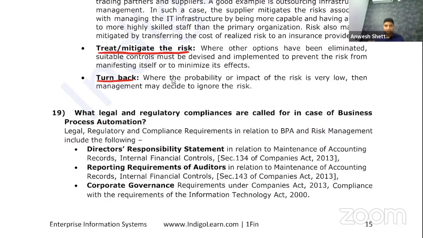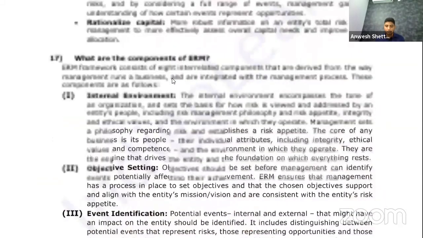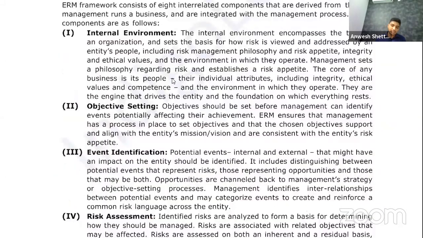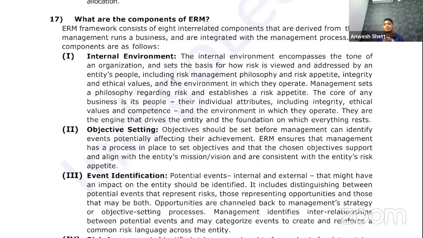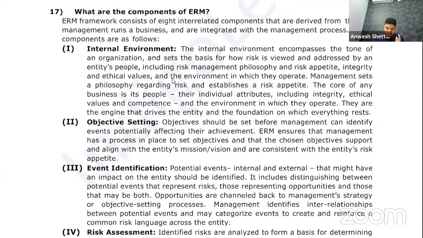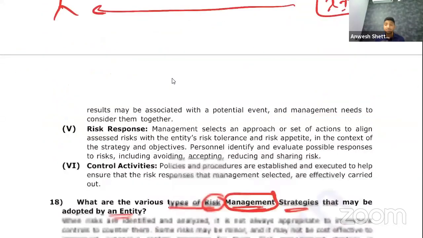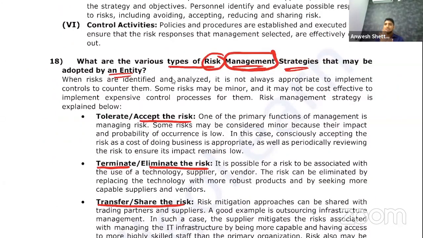Okay, next, let us go and see question number 17. What are the components of ERM? Again, this is one of the questions where students get confused. Let's discuss this question. While I was going through this material, there are 2 points which are missing. We'll not even talk about those.